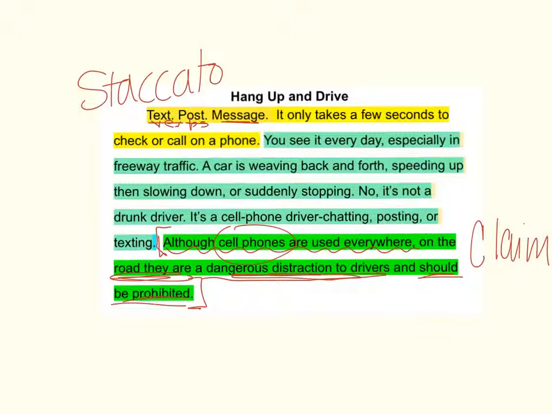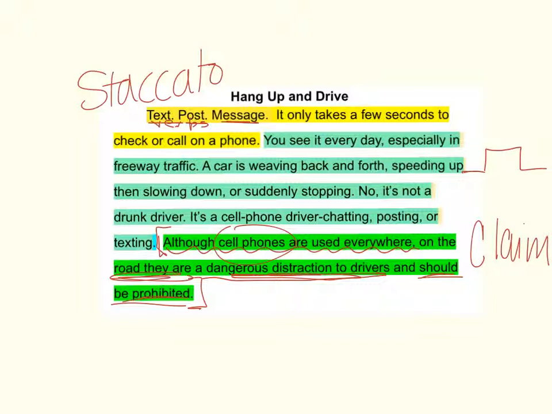So now it is the writer's job to build the bridge to connect the two together. So the bridge says, you see it every day, especially in freeway traffic. A car is weaving back and forth, speeding up, then slowing down, or suddenly stopping. So that continues to take that staccato, that hook, and build upon that idea of checking a cell phone and what happens when you're driving and you check a cell phone. No, it's not a drunk driver. It's a cell phone driver chatting, posting, or texting. Okay, so it provides that context for the reader.